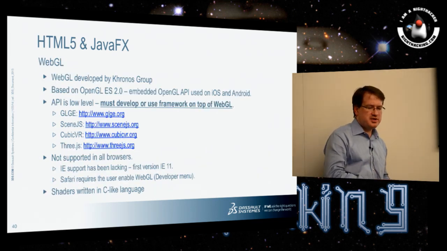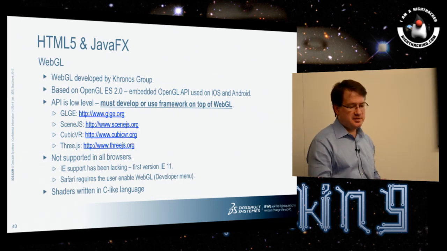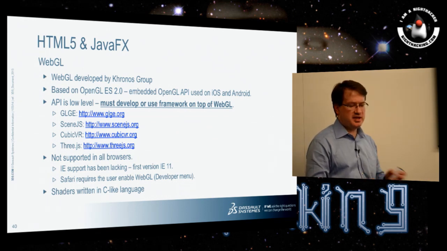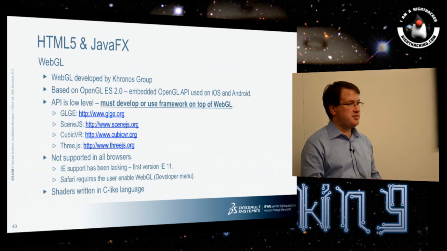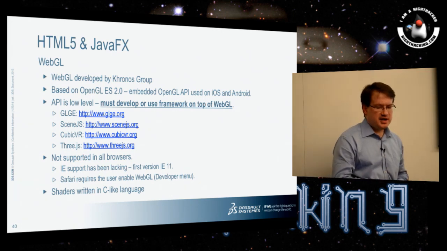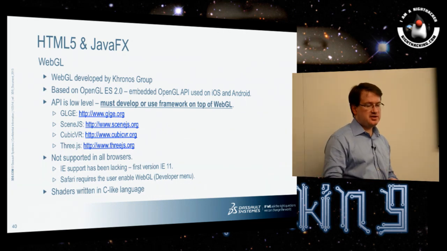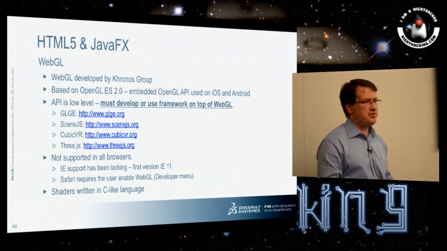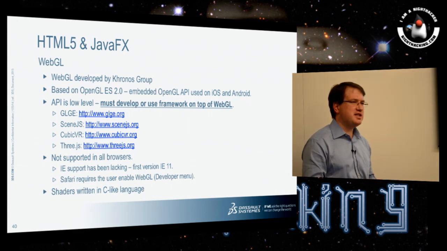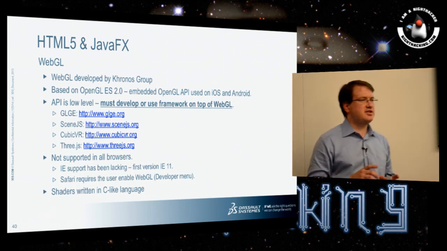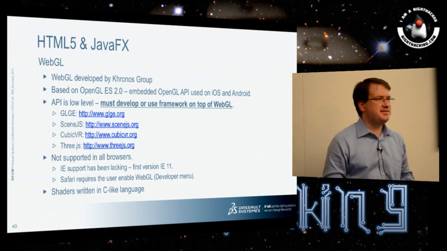So the history of WebGL. WebGL was initially developed by, or is maintained by, the Khronos Group. It's based upon OpenGL ES 2.0, the embedded form of OpenGL, which is used on iOS and Android. The API is fairly low level, so if you're going to use WebGL to develop something like a 3D game, you're most likely going to have to use one of the existing libraries out there. I don't have the code sample with me tonight, but with WebGL, you're given one graphics primitive, which is a triangle, which means if you want to draw a cylinder, you're going to have to tessellate that yourself.